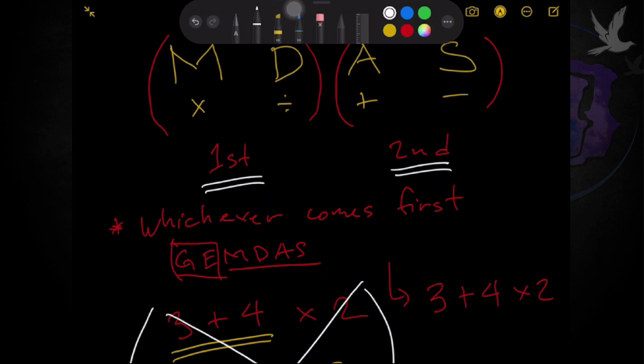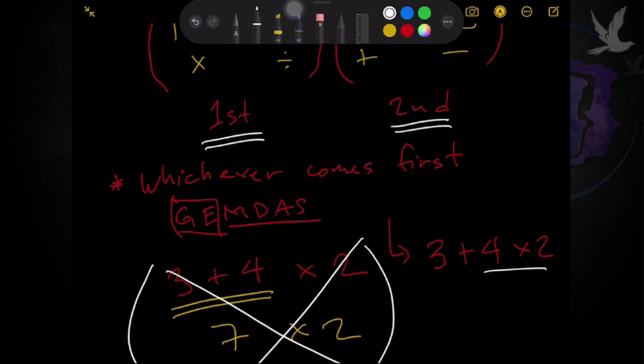So first things first, ask yourself, do you see any multiplication or division sentence? In this case, obviously you have the multiplication sentence here, which means you have to deal with 4 times 2 first. Okay, so 4 times 2 will give you 8. And all you need to do now is just rewrite the 3 plus. We now have 3 plus 8.